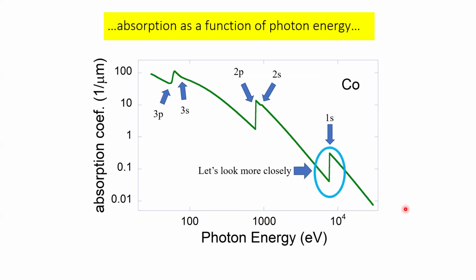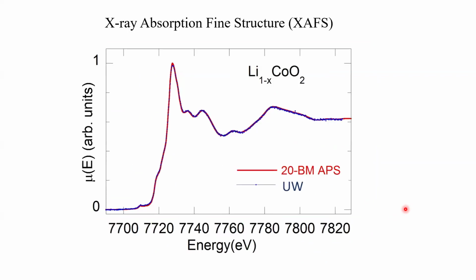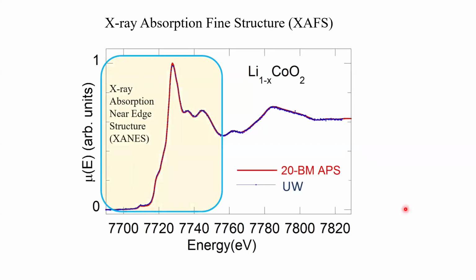If we look closely at the cobalt 1s binding energy, we then see wiggles, and wiggles is not a good enough academic term. It doesn't sound professional enough, so it's fine structure. But in spectroscopy, we're always talking about wiggles. And so this is the X-ray absorption fine structure. Here the material is the battery material, lithium cobalt oxide.